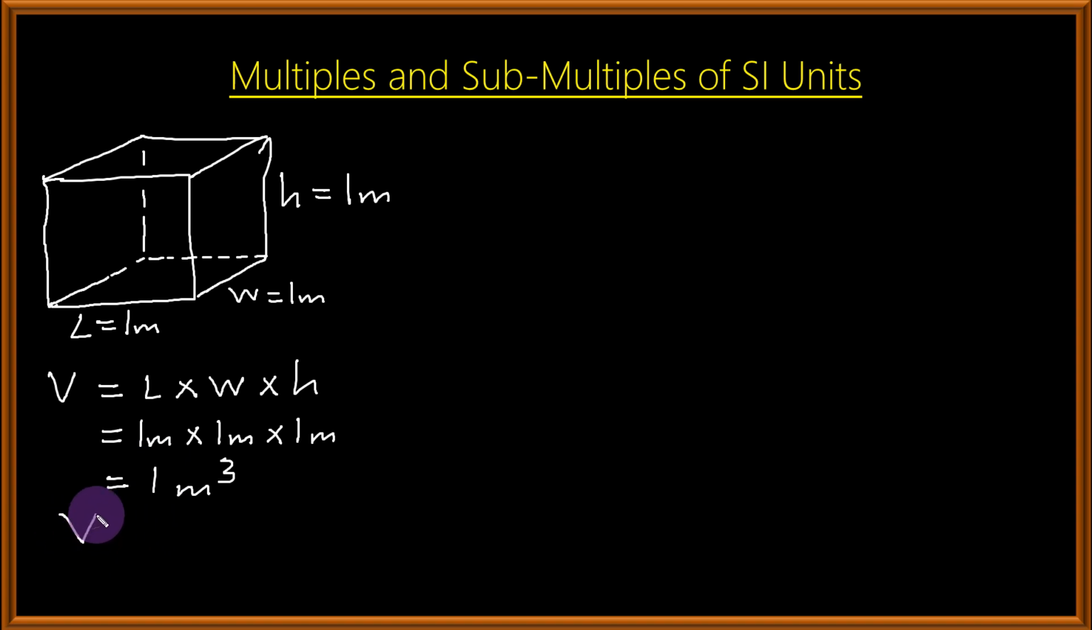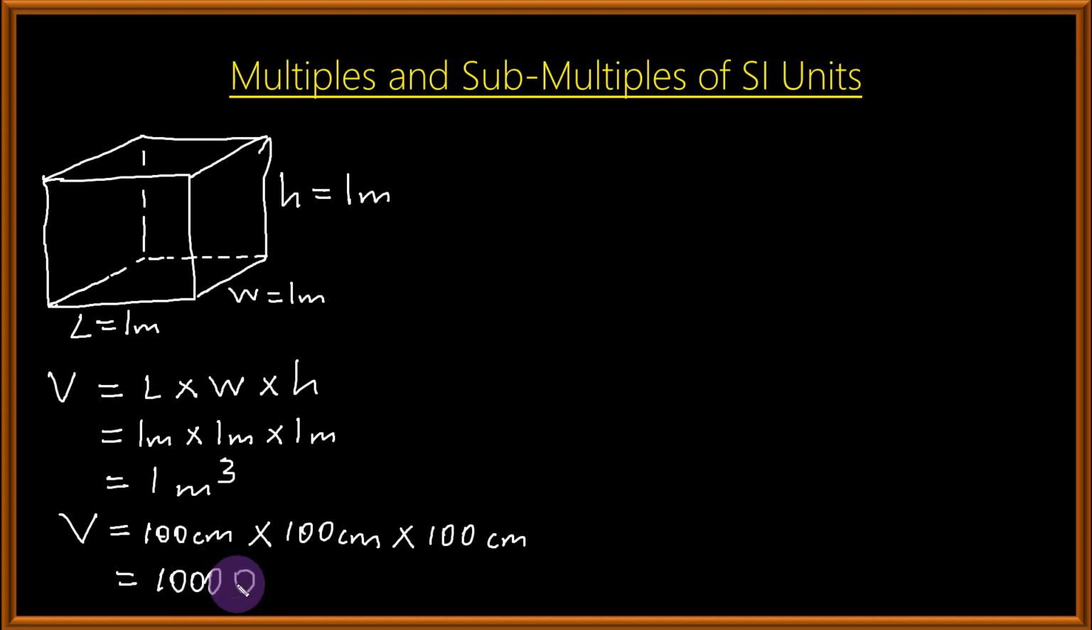Now the same volume, this 1 meter is 100 centimeters. This other 1 meter is another 100 centimeters. And this 1 meter is the next 100 centimeters. 100 times 100 times 100 gives me 1 million. And then centimeters times centimeters times centimeters gives me centimeters cubed.